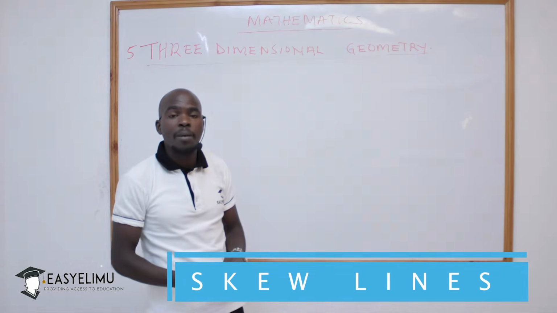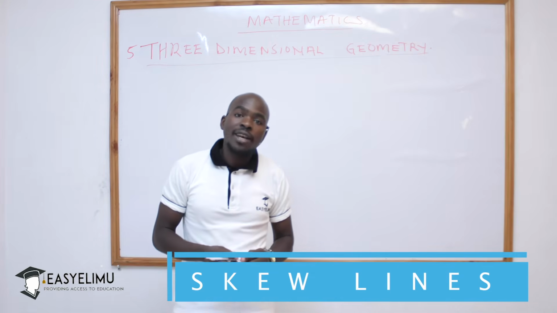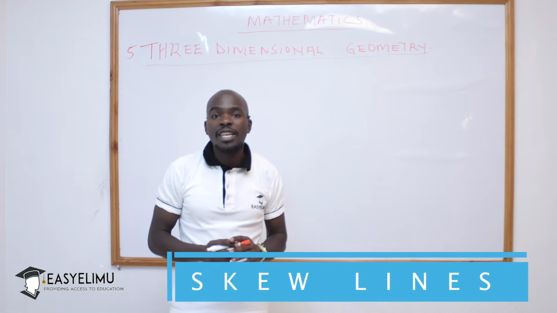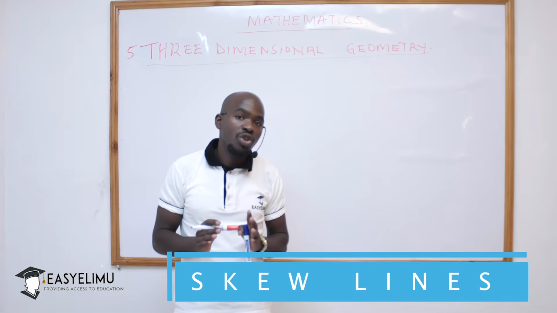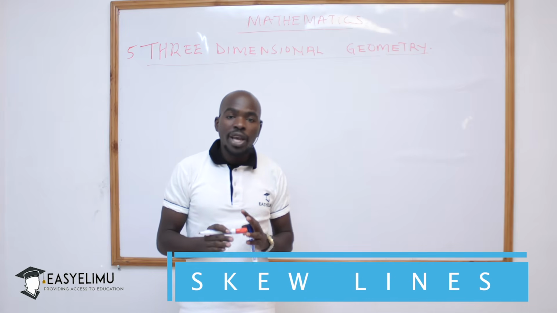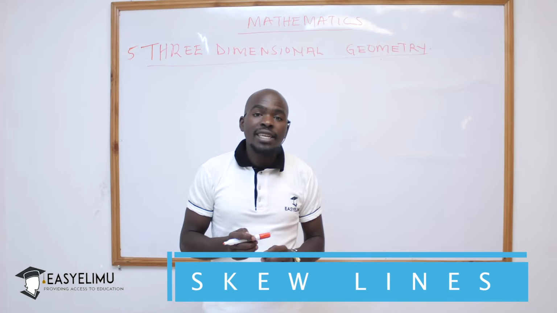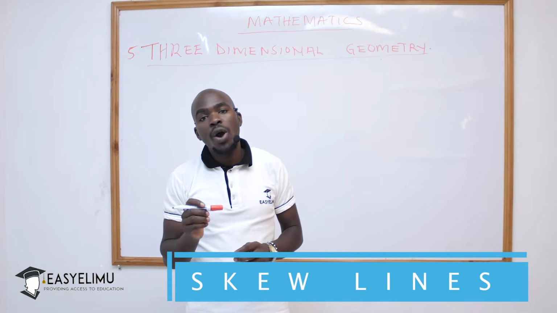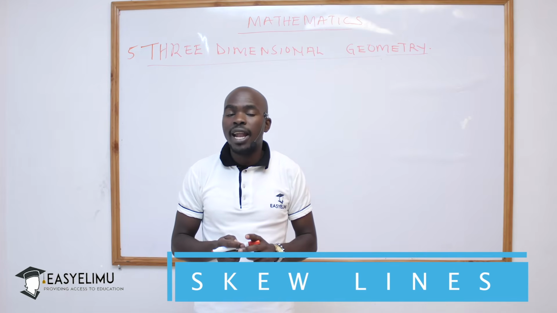We are going to discuss skew lines. Skew lines are referred to as lines which are on different planes and they cannot meet, but we need to find the angles between these two lines. We can find the angle between these two lines by translating one of the lines to come into the plane of the other line.